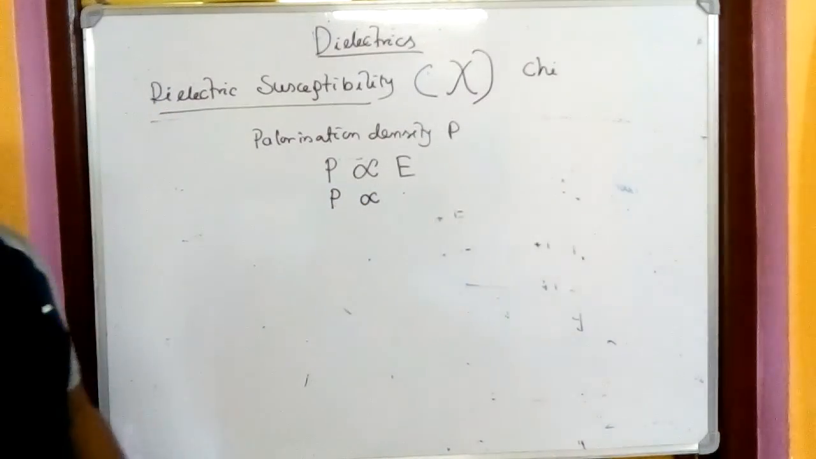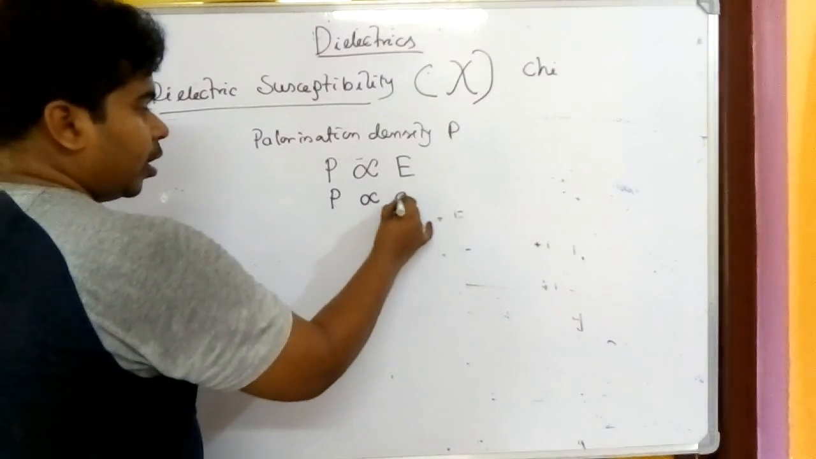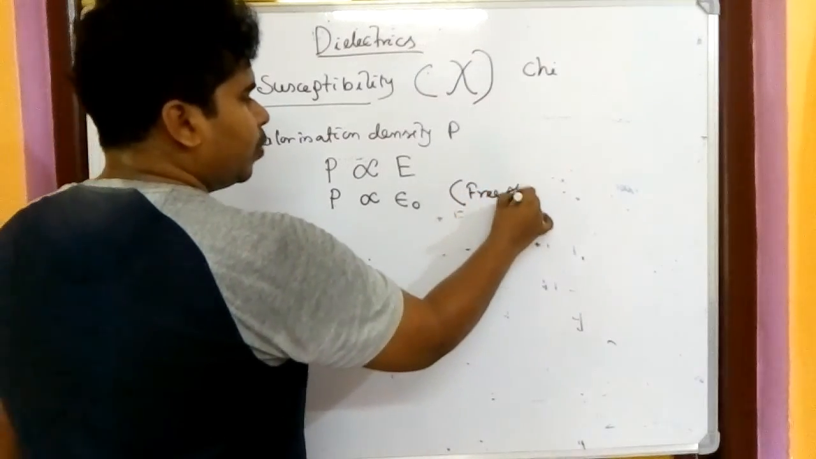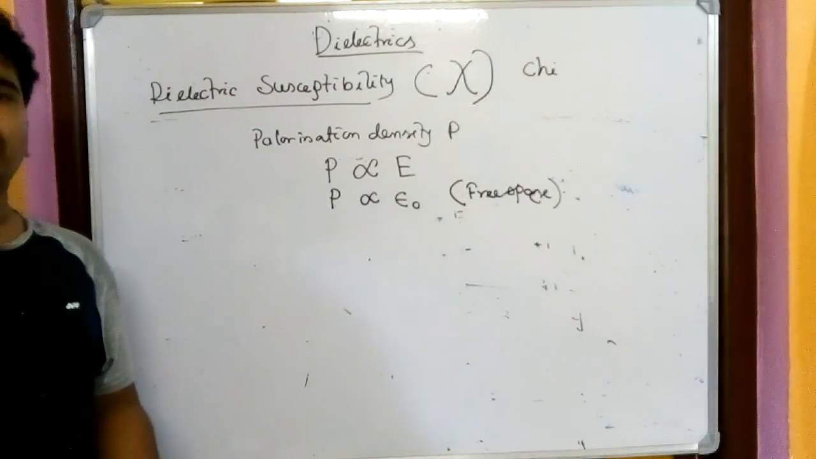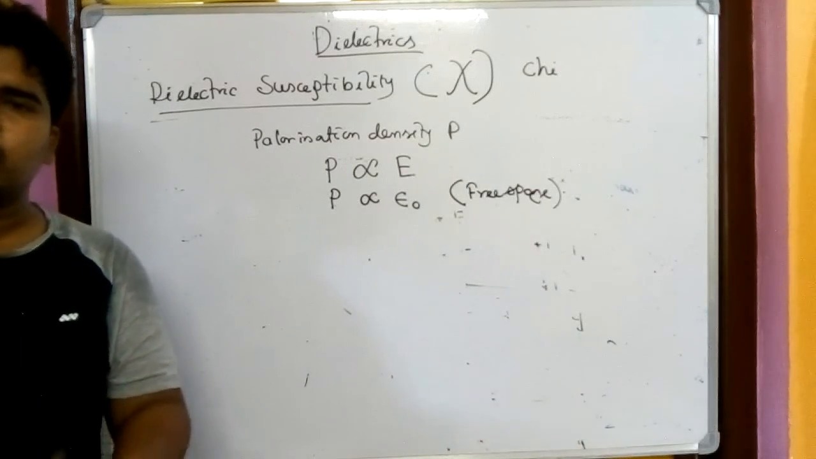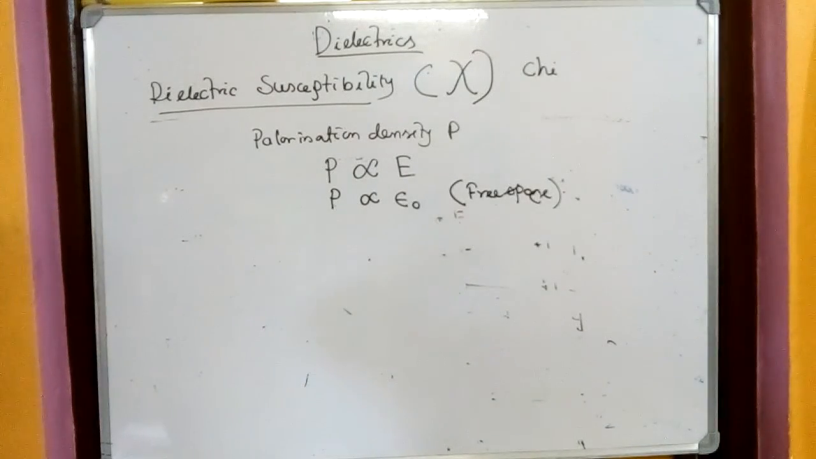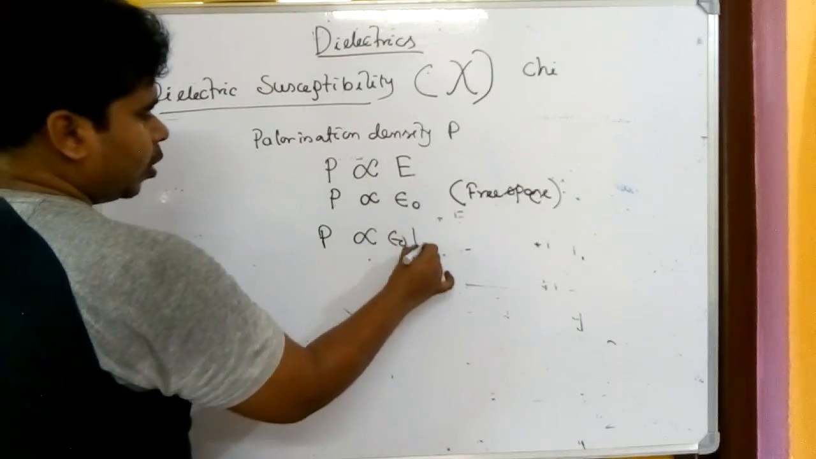Now by which property do we represent the medium? Is there any property to represent the medium? Yes, we have permittivity. So we take epsilon naught, the permittivity of free space. You may ask why we are taking free space. Because we have already taken a dielectric, and when the dielectric is placed in a medium, that medium should be the outer medium only. So P is proportional to E and P is proportional to epsilon naught. Written together, P is proportional to epsilon naught E.